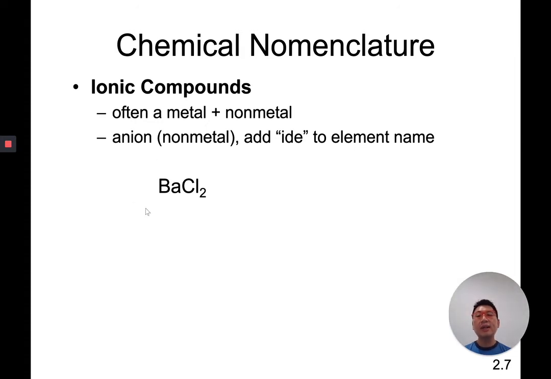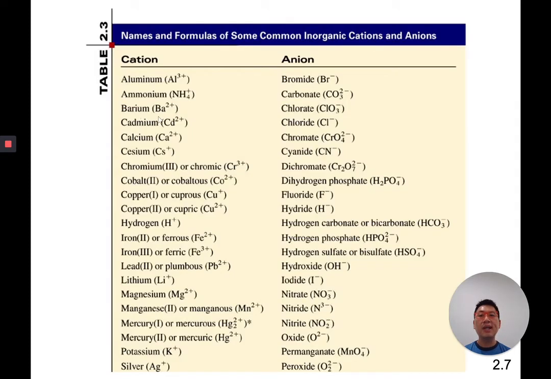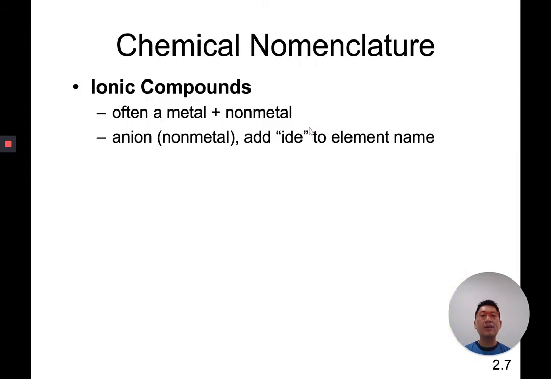If I'm trying to name BaCl2, we always write the positive thing first. What is the name of Ba, and what's the name of Cl? Go back to the table. Ba is called barium. The Cl ion is called chloride, right there. BaCl2 is called barium chloride. We do not say barium dichloride. We'll be using prefixes for something else later, but we do not use prefixes for this.